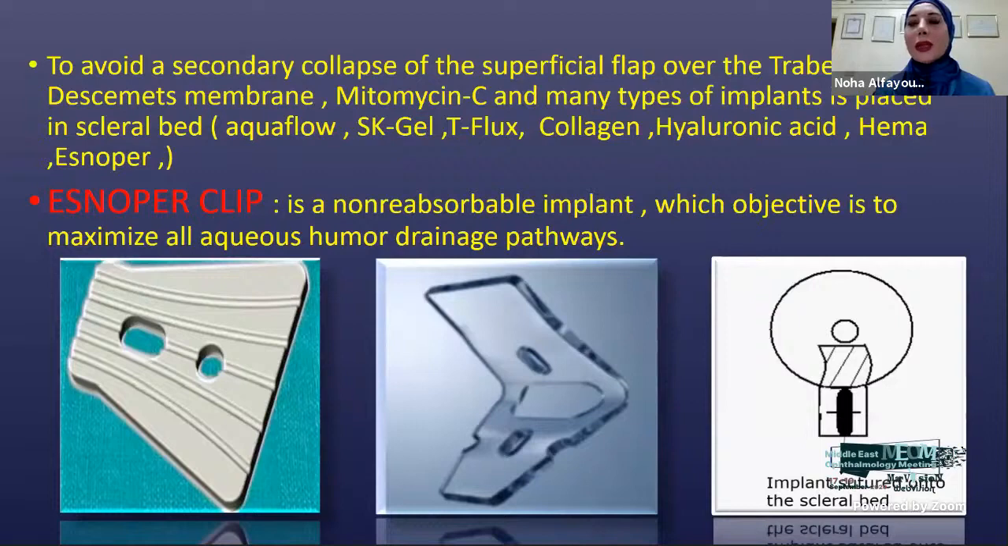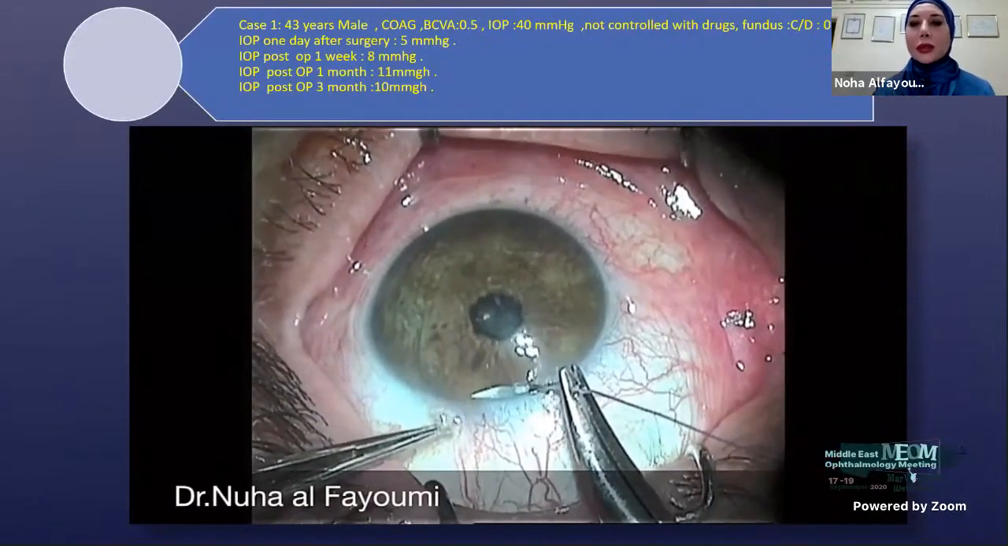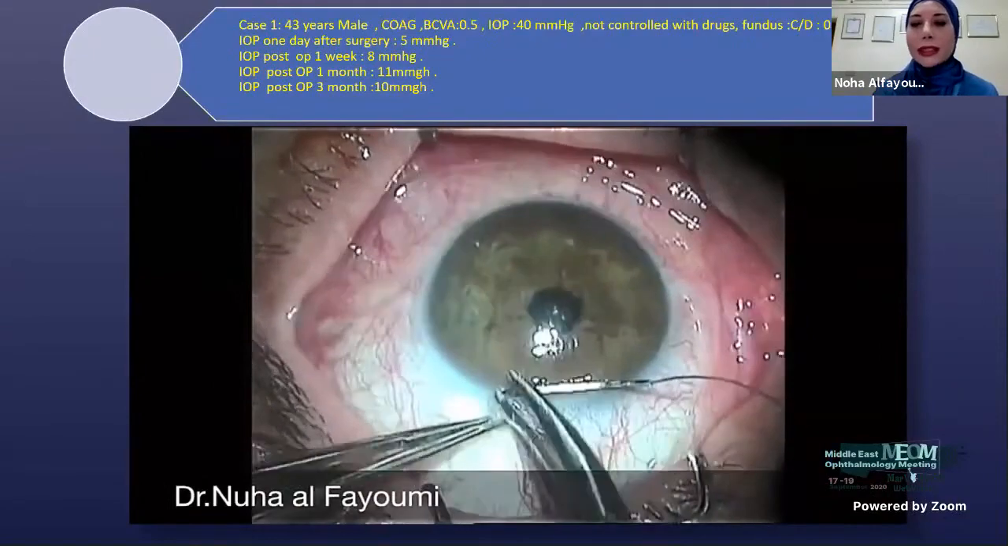Mitomycin can be used, and many types of implants can be placed in the scleral bed, like SK-Gel, collagen, hyaluronic acid, HEMA, and STOPPER. I want to speak about my experience with the STOPPER ECLIP. These are non-reabsorbable implants with the objective to maximize all aqueous humor drainage pathways. This is a short video to show you the technique.